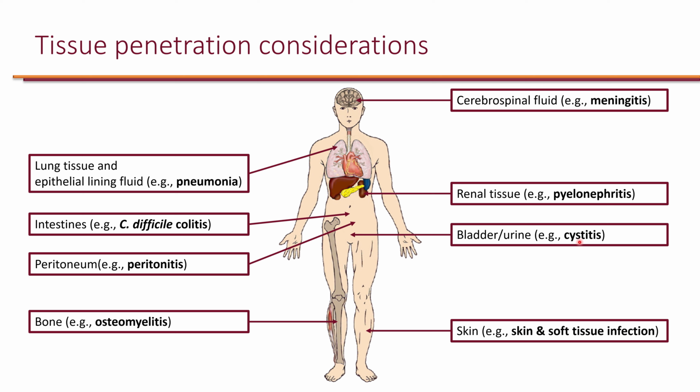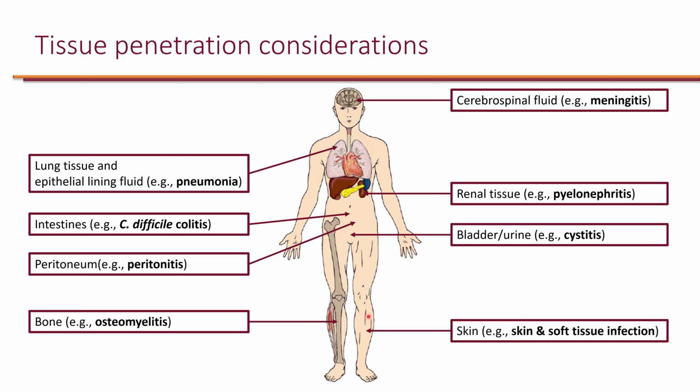If you're treating a urinary tract infection like cystitis, you want to make sure that the drug actually goes to the urine. So for example, if a drug is not renally cleared, it's not going to go to the urine. So even though you get a large concentration of the drug in the blood, it's not going to go to the urine. So you want to make sure you choose something that goes into the urine. So on and so forth.